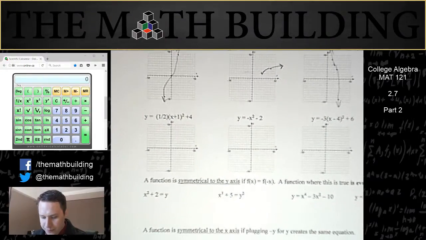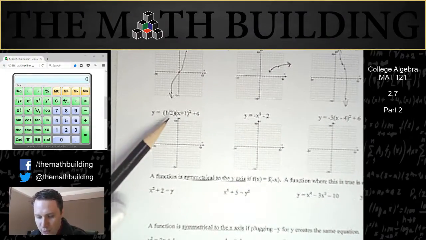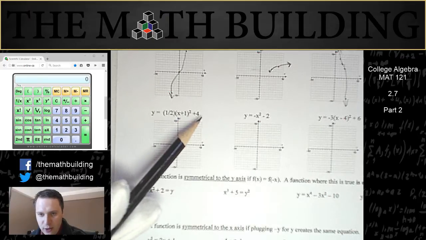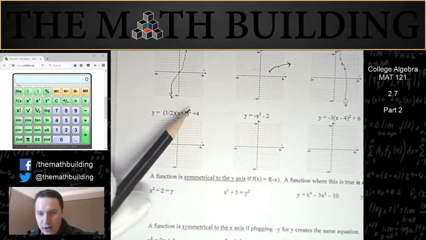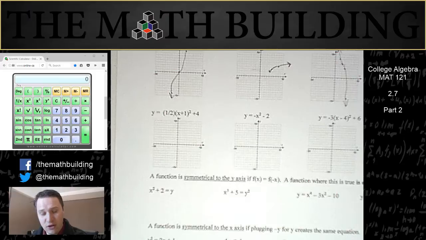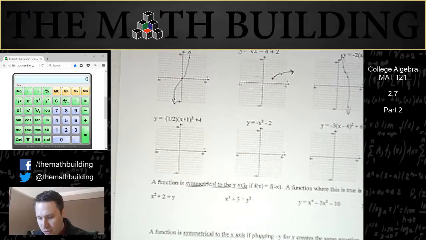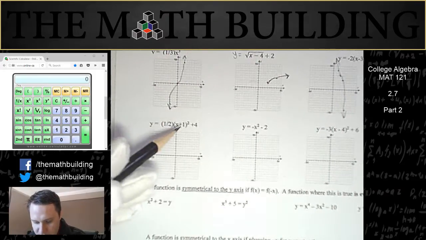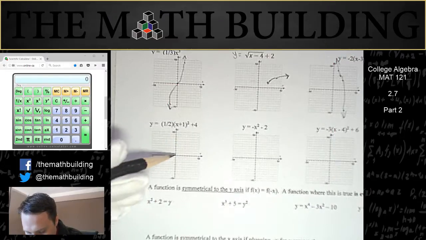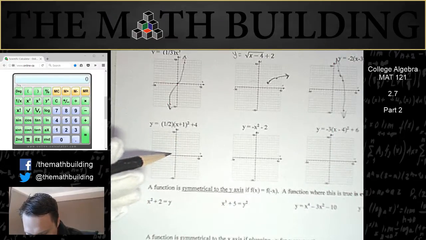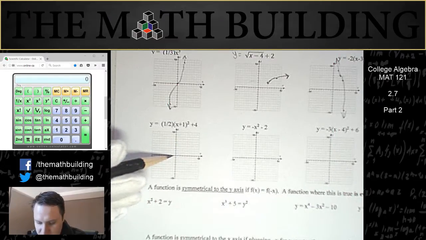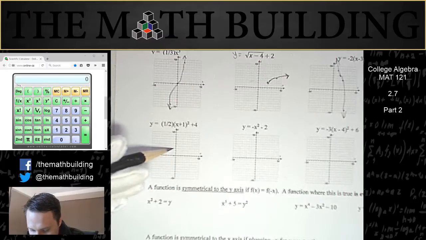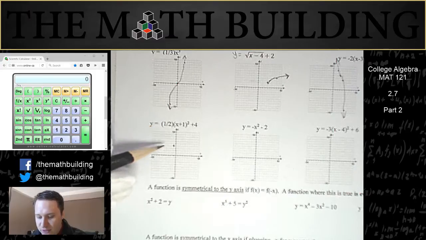3 more to go. Y equals 1/2 times x plus 1 squared plus 4. So it's a square, so that's a quadratic function, which you should know from your page 25. So it's going to be -1 and then up 4. So we move to the -1, change the sign, move to the left one, and then up 4. There's our vertex.